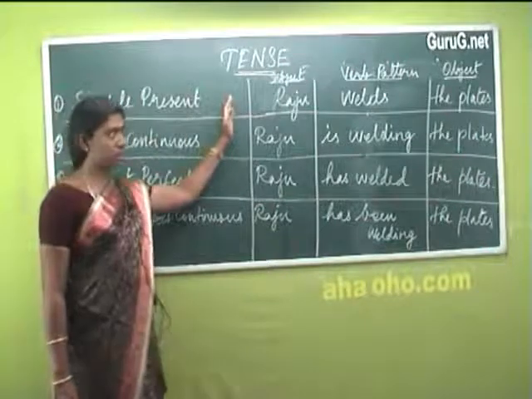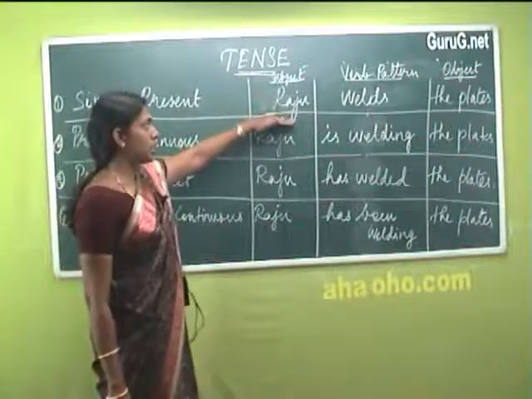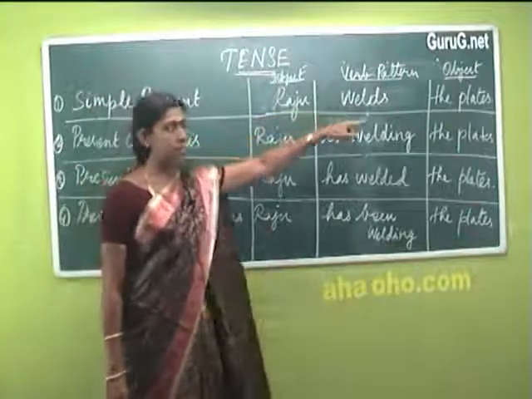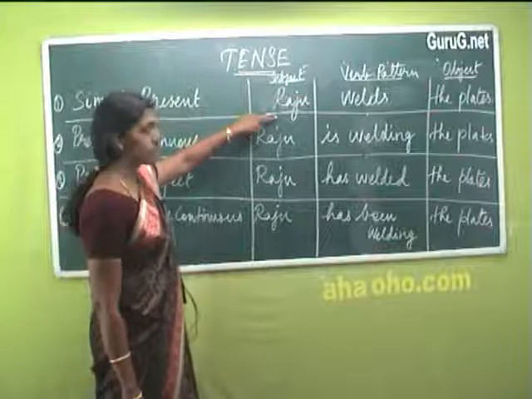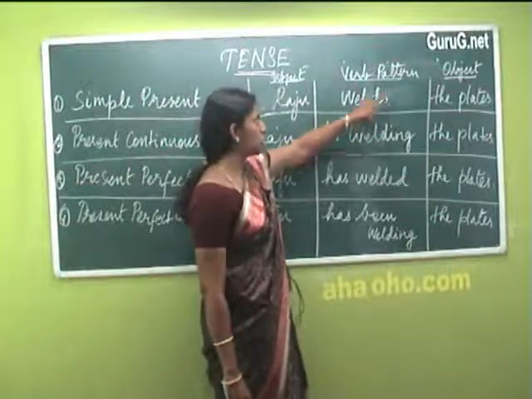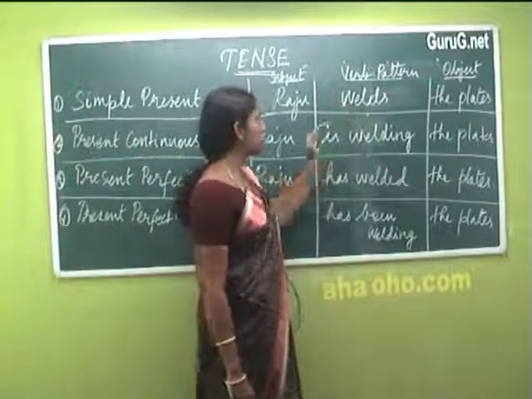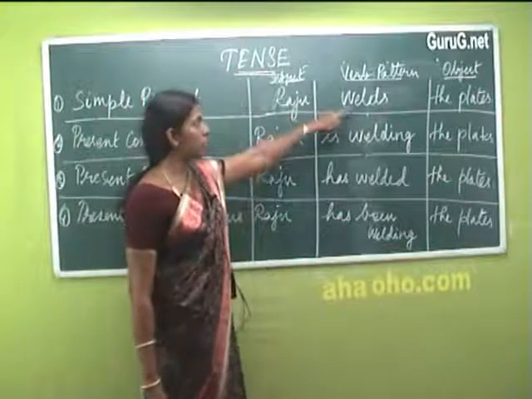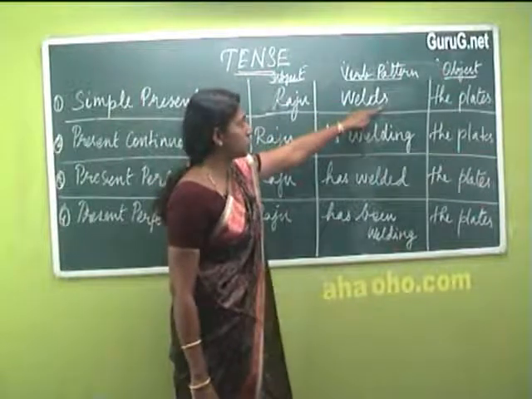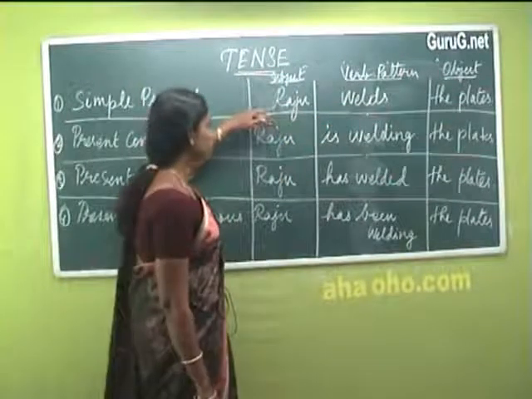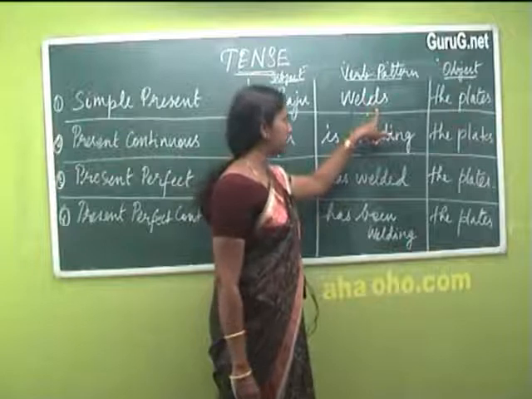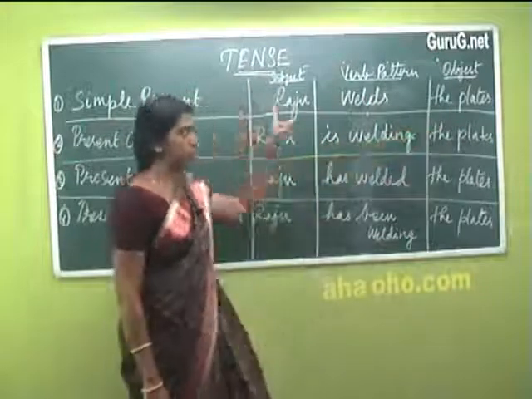Now let's go to the example so that it will be easy for us to study. Subject, here Raju is the subject, which is third person singular. Raju welds the plates is given there. So Raju is third person singular. Hence, in simple present tense, we are adding an S to the verb, which is very, very essential. Suppose the subject is they, the verb pattern should have weld alone. The additional S will be omitted. Because the subject is third person singular, I am adding an additional S to the verb. Raju welds the plates, which is simple present tense.